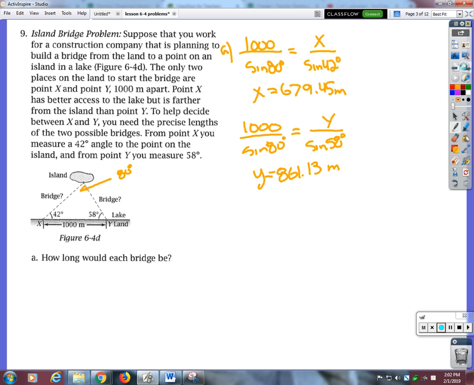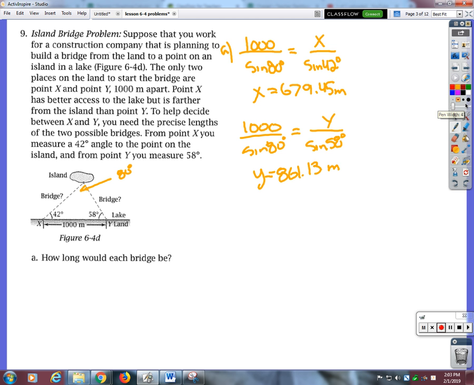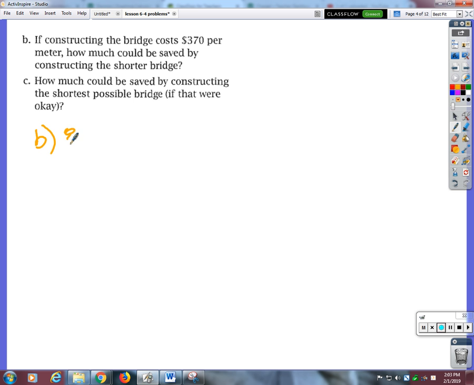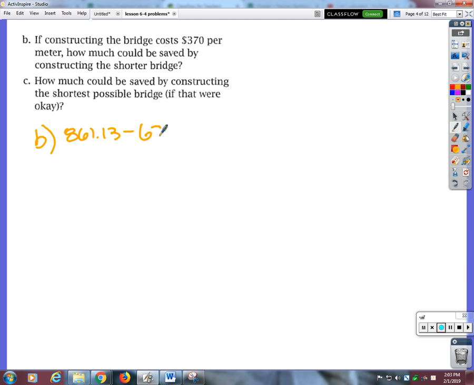All right, then from there it says if constructing the bridge costs $370 per meter, how much money could be saved by constructing the shorter bridge? So 861.13 minus 679.45. How much shorter is the shorter bridge? Anybody do this math? 181-ish? Okay.